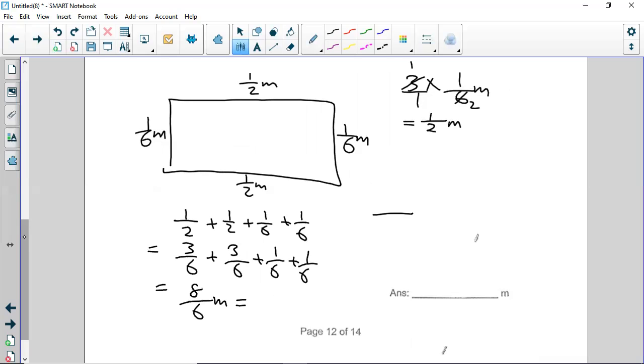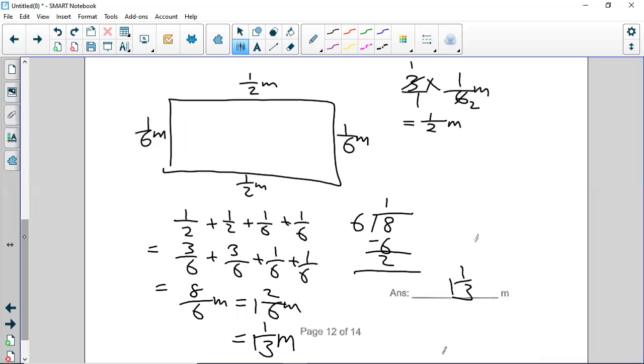So how to change it? You take 8 and then divide by 6, and that's how you change it. And then you have 1 and 2/6 meter, but your answer has to be simplest form. So 1 whole, and 2 divided by 2 and 6 divided by 2. So what is the length of the wire? The length of the wire is 1 and 1/3 meter. Okay, so the simple method here is to draw a diagram. Then you will know how to find the length of the wire, which is the perimeter of the rectangle.